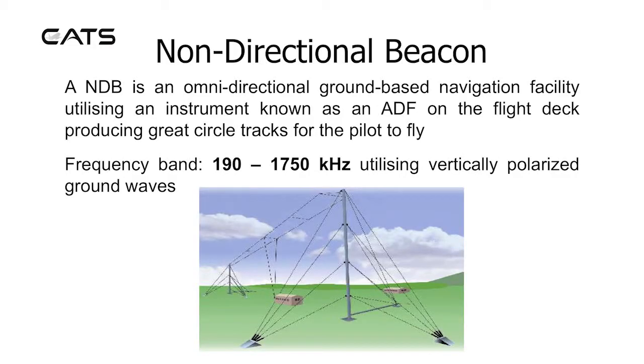Non-directional beacon. An NDB is an omnidirectional ground-based navigation facility utilising an instrument known as an automatic direction finder on the flight deck, producing great circles for the pilot to fly. The frequency band is 190 to 1750 kHz, utilising vertically polarised ground waves.